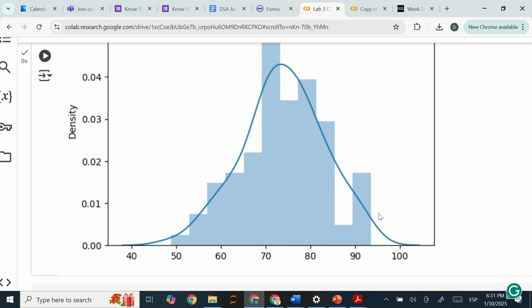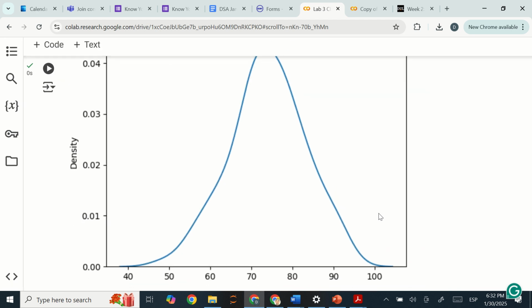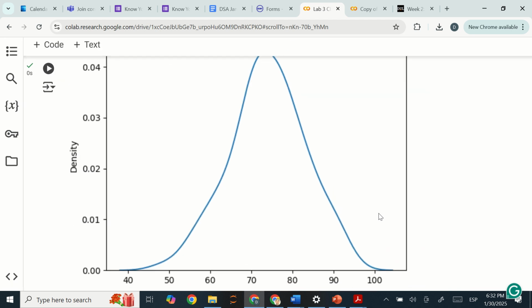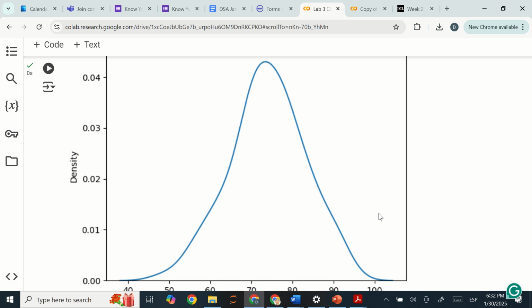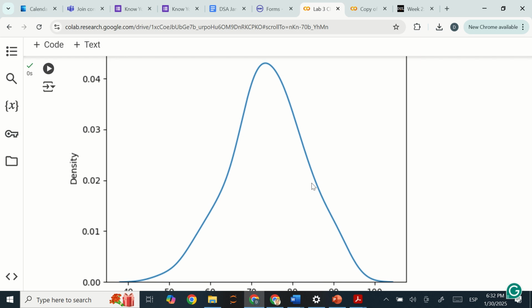I want you to see if there is a problem with the density plot. Let me show you just the density plot. And please try to just pause the video 30 seconds, no more than that. And try to find if you see something like a problem with this PDF, because this is a density function.